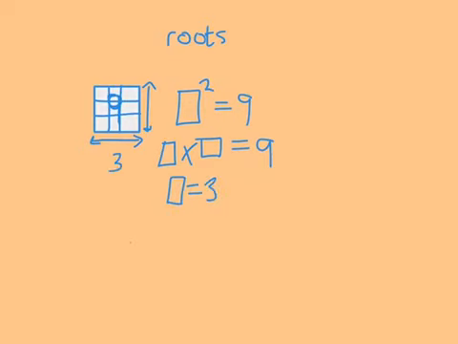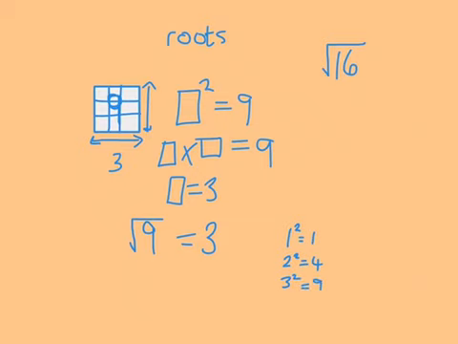And the way we write that, it's got a funny symbol. It looks like a tick, like yes, 9 goes to 3. Square root of 9 equals 3. So if I wanted to have the square root of 16, what number multiplied by itself gives 16? And if you're not sure, try a few. You could think, okay, well 1 times 1 is 1, 2 times 2 is 4, 3 times 3 is 9, 4 times 4 is 16. Oh, brilliant, it must be 4.